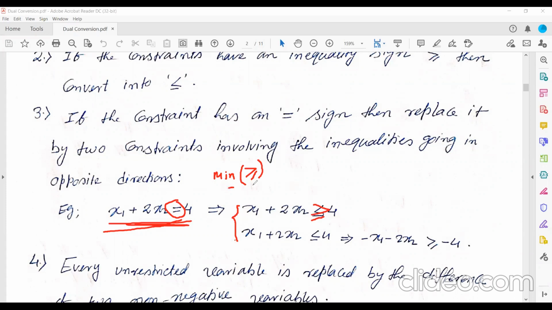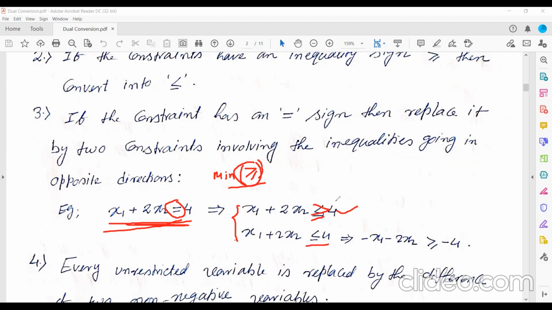Now, since the problem is your primal, since the problem is your minimization problem, all the constraints should be greater than or equal to. So greater than or equal to here you have got. But here what you are getting? This is not greater than or equal to 4. So this is less than or equal to 4.